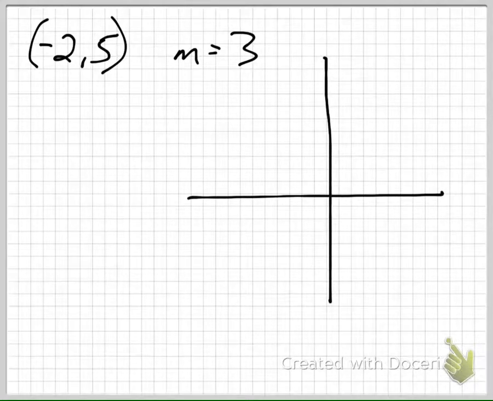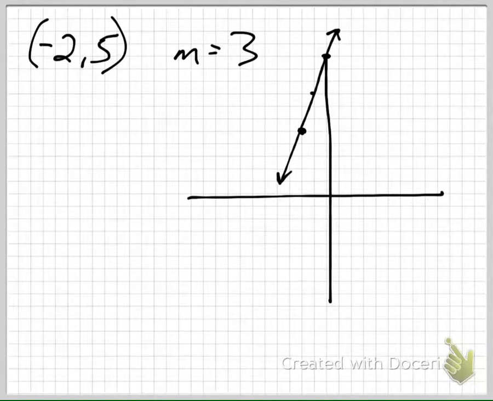It goes through right here, right? And I know that the slope is 3. Up 3 over 1, up 3 over 1. I know that that's my line. So listen, that is the line, right? Technically, could you write slope-intercept form looking at this graph?